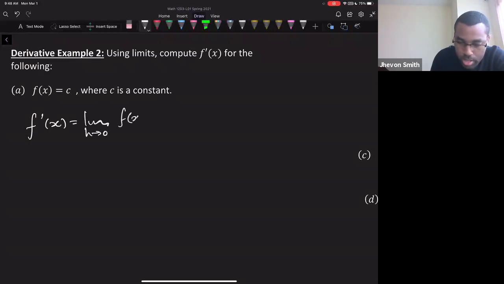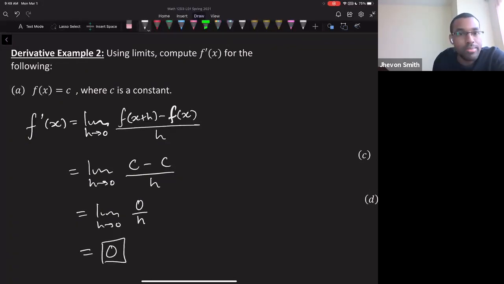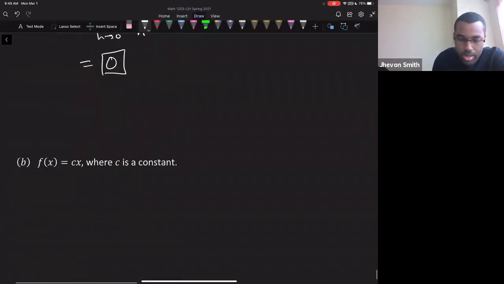But if you want to do this by definition, does our definition tell us what the answer is? Obviously. Well, yeah, because f of x plus h would be c, and f of x would be c. So I'd have the limit as h approaches 0 of 0 over h. That's 0. Makes sense. What about this one?